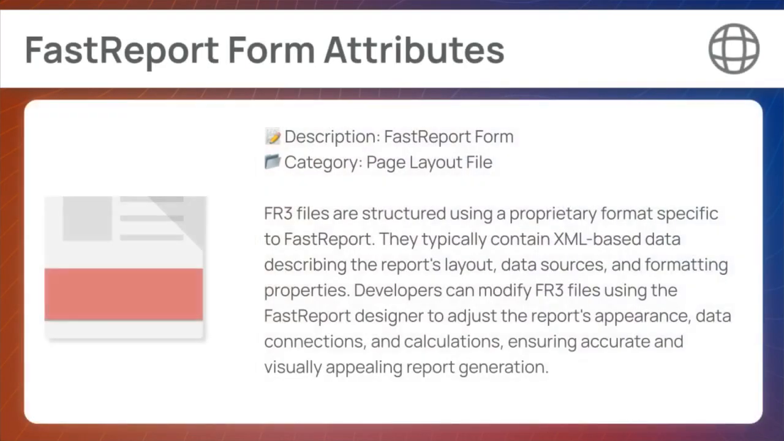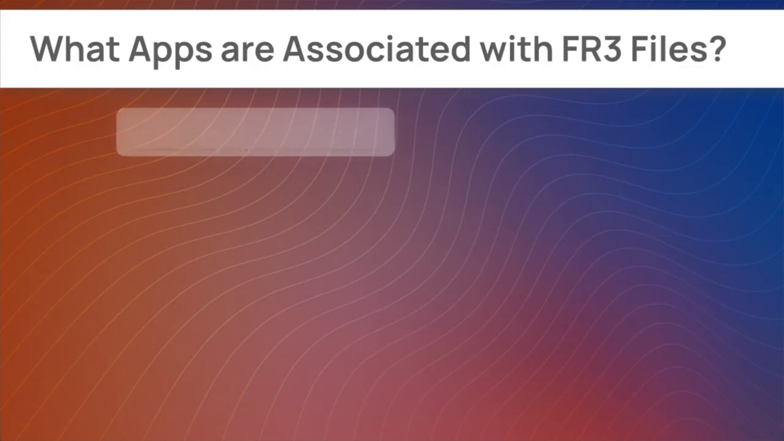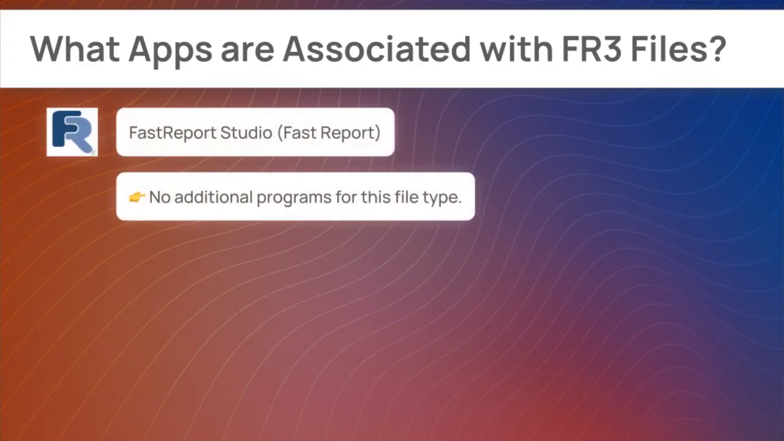FR3 files are structured using a proprietary format specific to FastReport. They typically contain XML-based data describing the report's layout, data sources, and formatting properties. Developers can modify FR3 files using the FastReport Designer to adjust the report's appearance, data connections, and calculations, ensuring accurate and visually appealing report generation. FastReport Studio developed by FastReport is often used as the source validator for FR3.